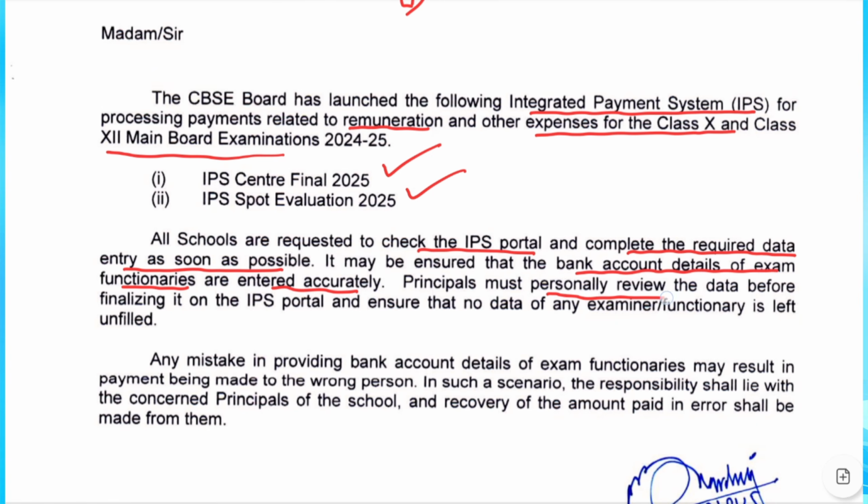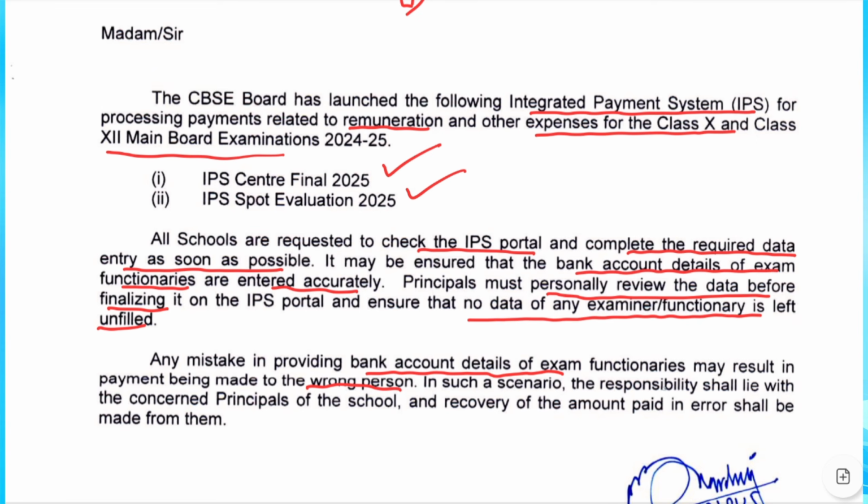And the principal must personally view the data before finalizing. So it's the responsibility of the principal to verify personally all the data before finalizing. Ensure that no data of any examiner is left unfilled. So they should make sure that no examiner data is left. Any mistake in providing bank account details of an exam functionary may result in payment being made to the wrong person. So if a school enters the wrong bank details, then the payment may be made to the wrong person.